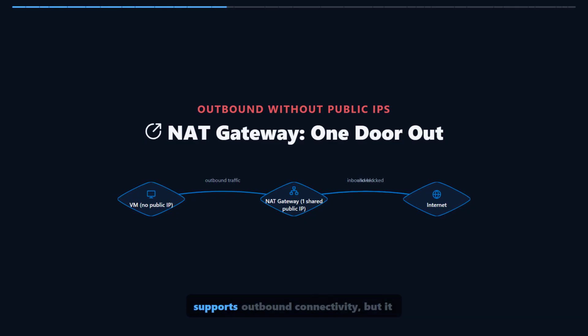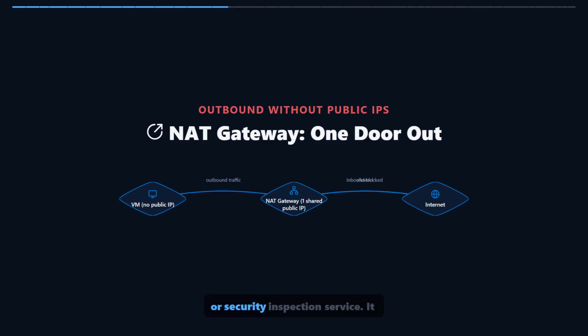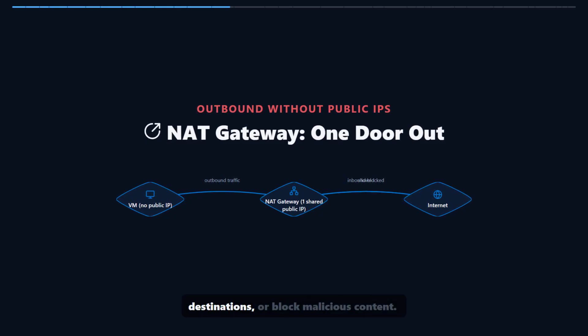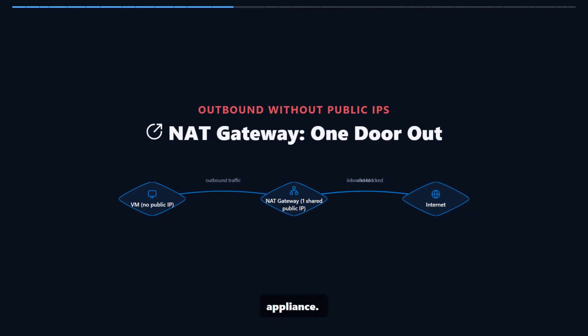NAT Gateway supports outbound connectivity, but it is not a web proxy or security inspection service. It does not inspect URLs, filter destinations, or block malicious content. For outbound filtering and traffic inspection, you would use Azure Firewall or another network security appliance.